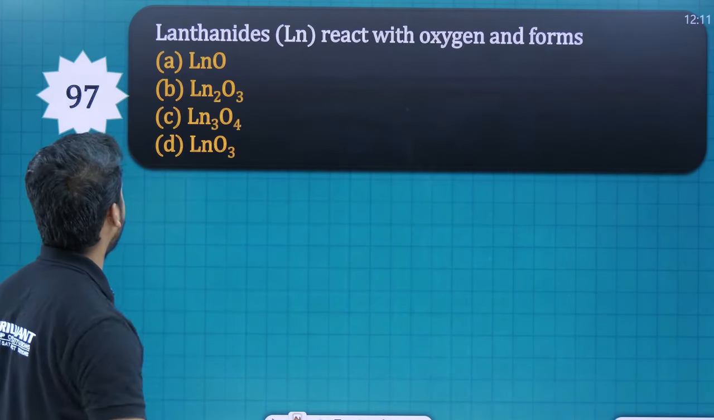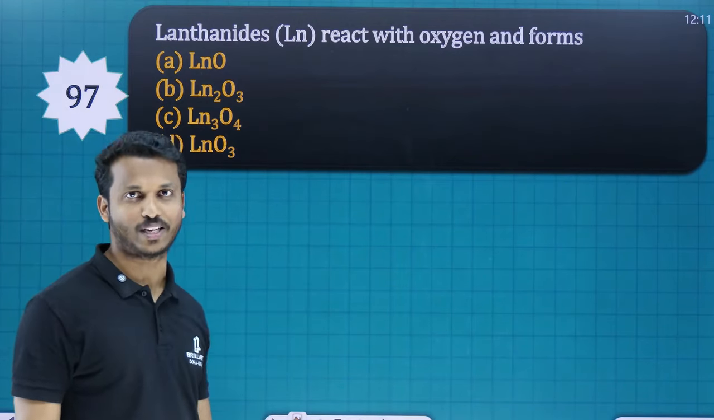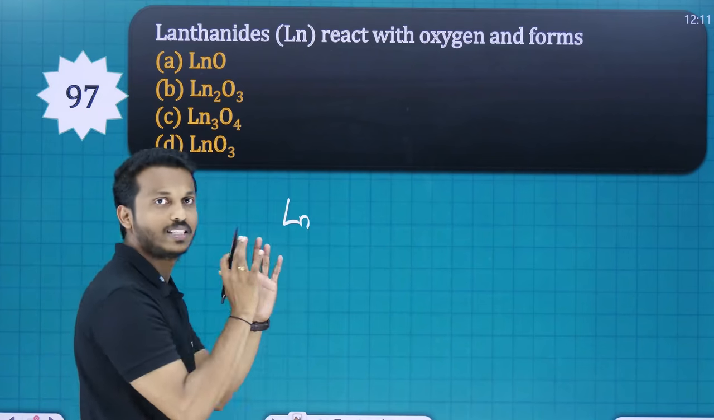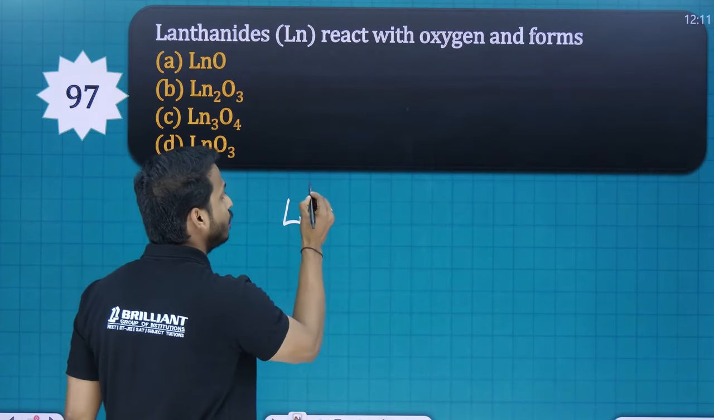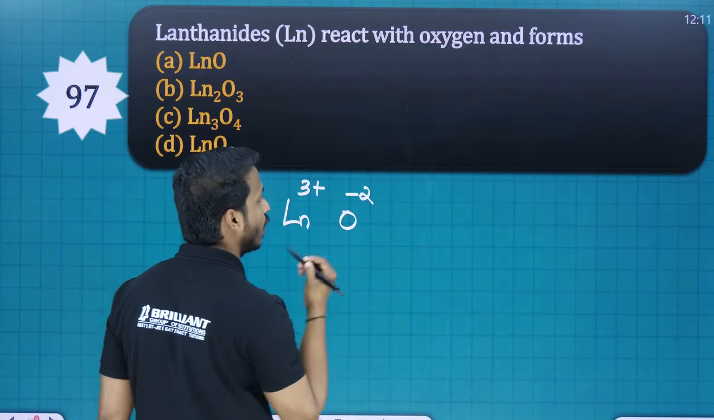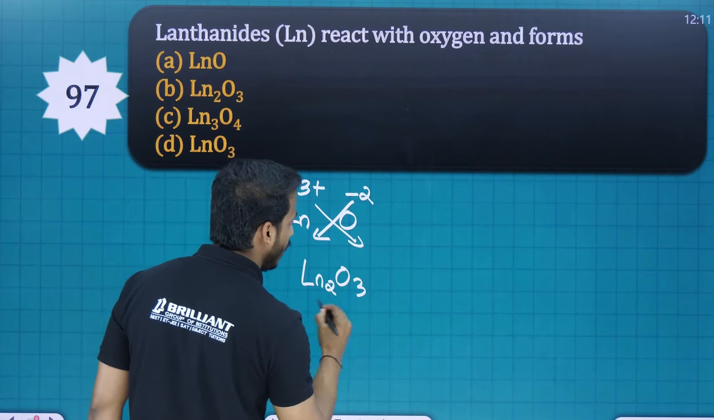+4. Now, lanthanides react with oxygen and form oxides. There is a chart given in your textbook. They mention lanthanum generally as Ln. The general oxidation state of lanthanum is 3+. The oxidation state of oxygen is -2. So what is the formula of lanthanide oxide? Ln2O3. That's it.